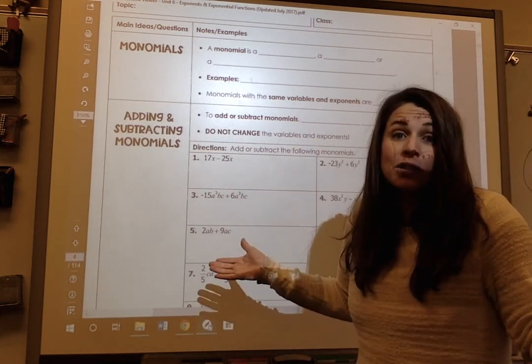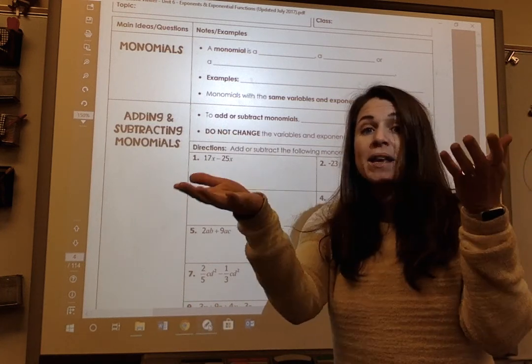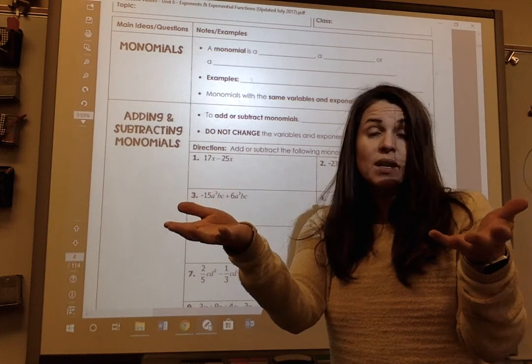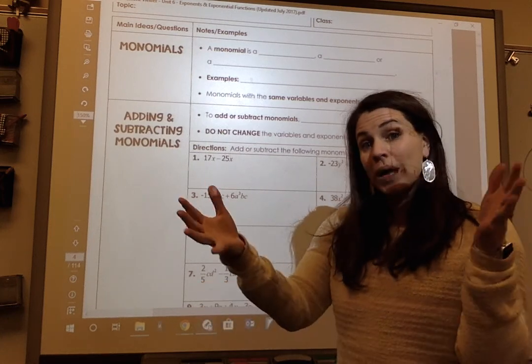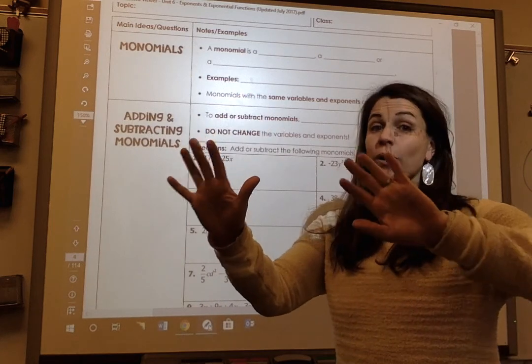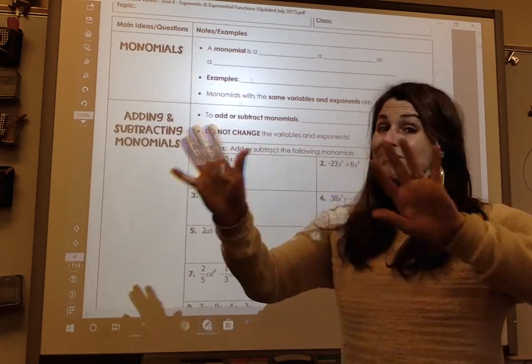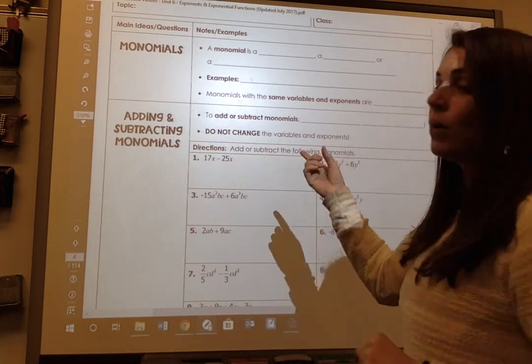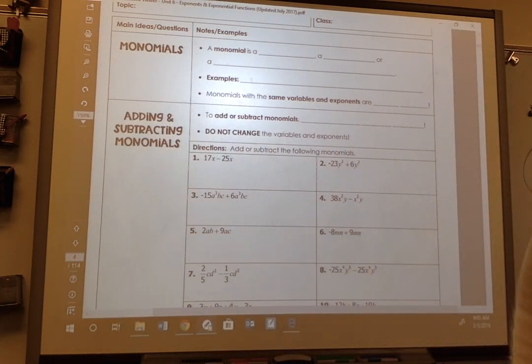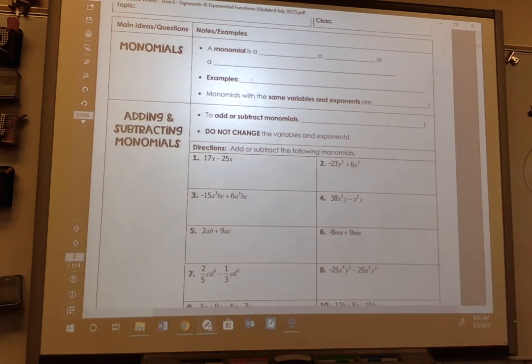It's just combining like terms. I can't combine 2x with 3y because those are different terms. So remember, our rule is when we combine like terms, everything about them has to be the same. 3x and 4x can be combined for 7x, but a 3x and a 4y, you can't combine them. So when we start here and we're talking about monomials, remember, what is a monomial? It is one term.